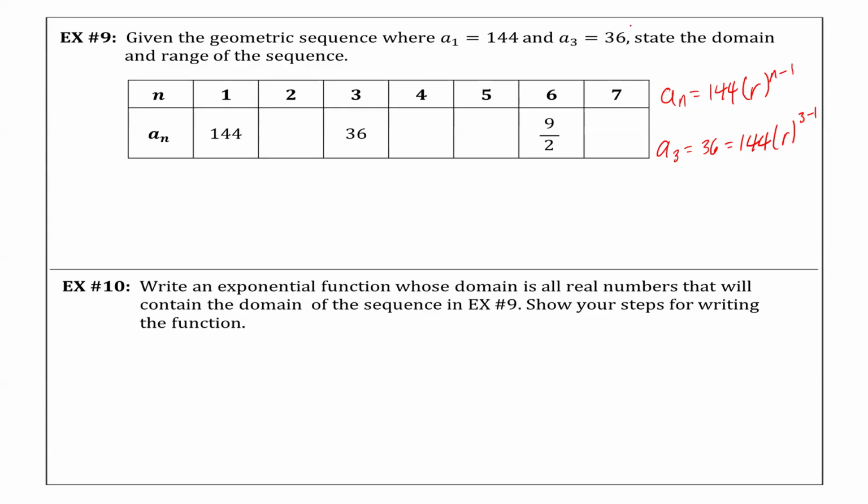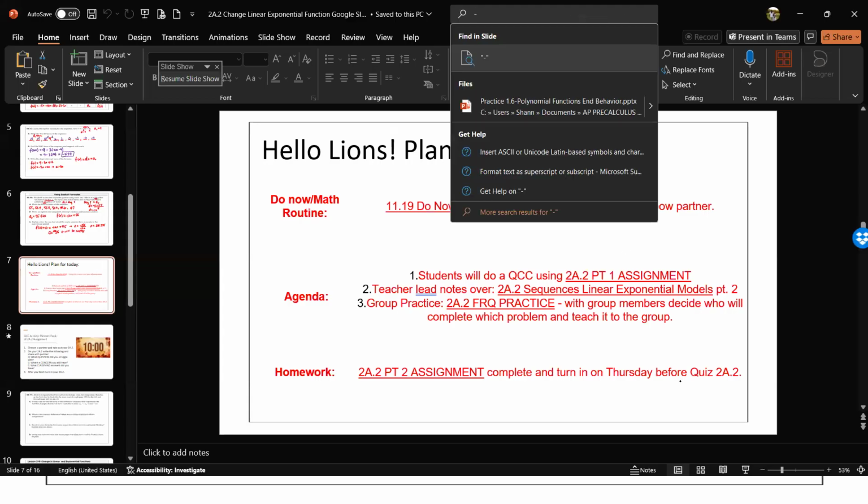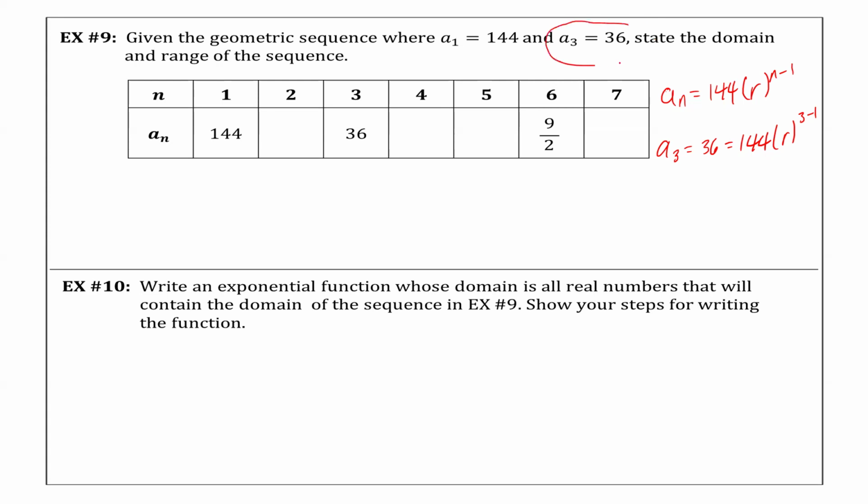From our next given value, a sub 3 equals 36, that's what we're going to use to solve for what our r value is. Does that make sense? So if I know that a sub 3 equals 36, then 36 equals 144 times r to the 3 minus 1. The reason why it's 3 minus 1 is because our n value is 3. So now all you're doing is solving this.